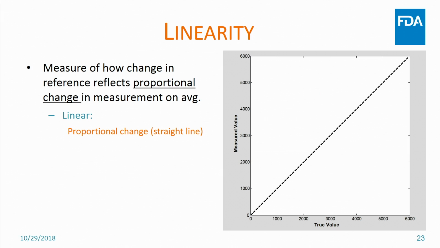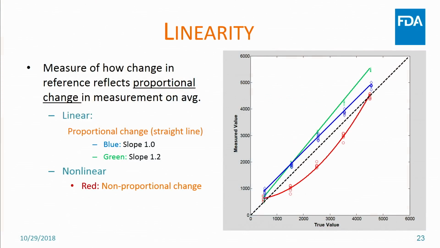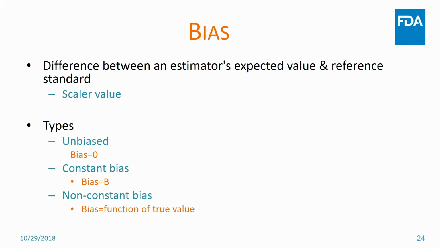So if we have proportional change, we have a linear association. We can talk about this case where we have a slope of 1, that's a linear association. We can talk about a different slope, that adds some more complication, but it's still a linear relationship. And of course, we can have some sort of nonlinear relationship. And what we want to see is a linear relationship. And if we don't have that, we want to decide what range is linear enough that we can deal with that. We also want to talk about bias. This is going to be the difference between the estimator's expected value and the reference standard. And there are different types of bias. We could have unbiased measurements, so there's no bias. We can have a constant bias. That's useful in the sense it's a bias, it exists.